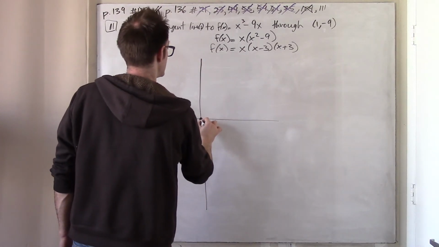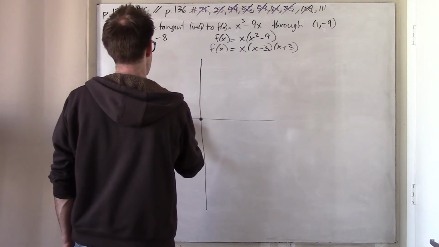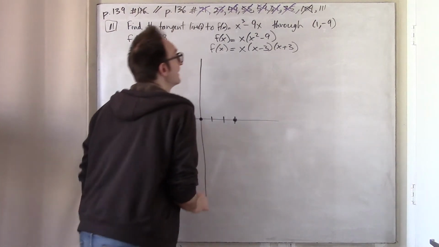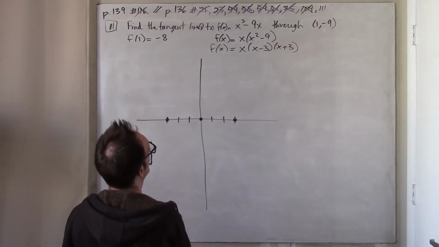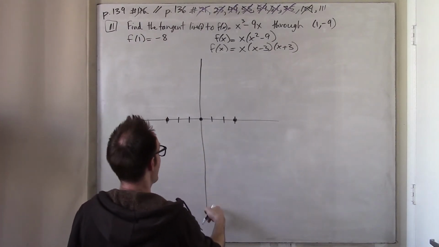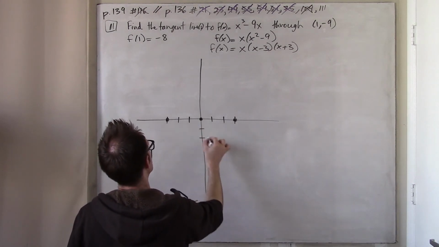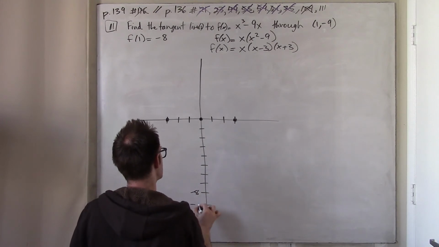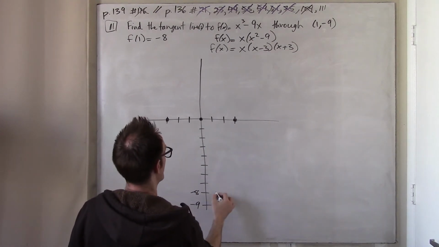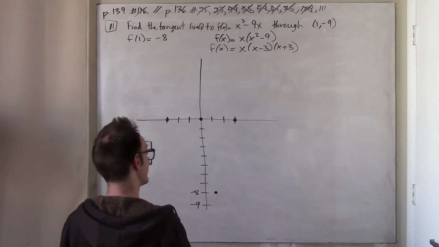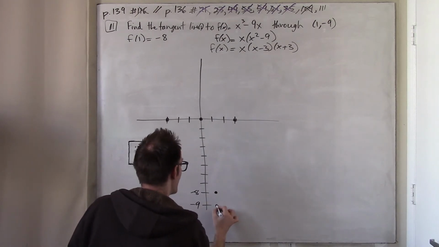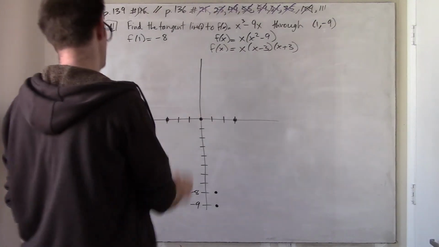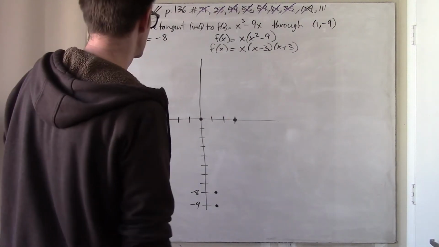So there's a root at 0, there's a root at negative 3, there is a root at 3, then way down here at 1, negative 8, so 1, 2, 3, 4, 5, 6, 7, 8, 9. At negative 8, there is a point 1, negative 8, which is on the curve. But then there is a point 1, negative 9, which is not on the curve. And so, okay, let me try to draw this curve then somewhat accurately.